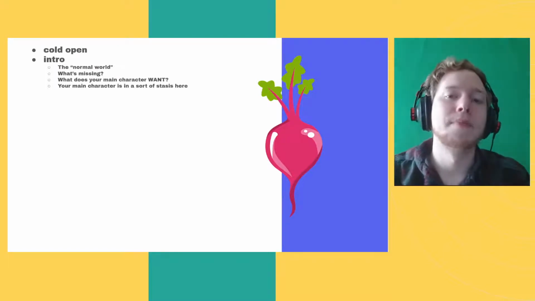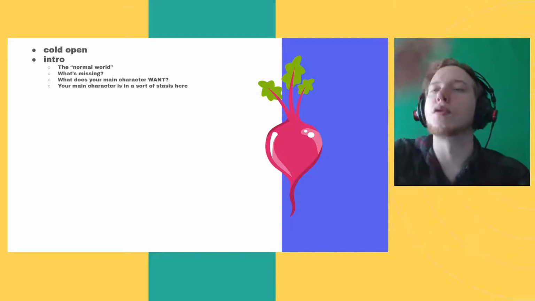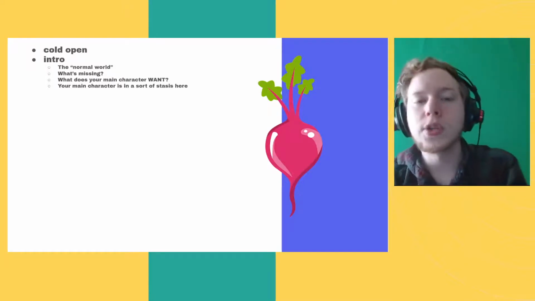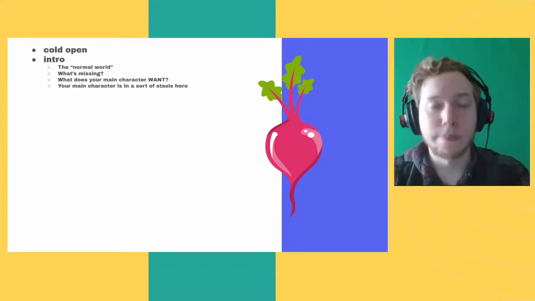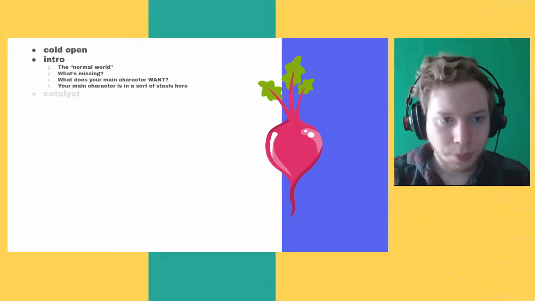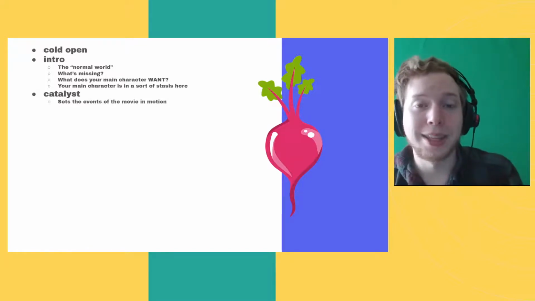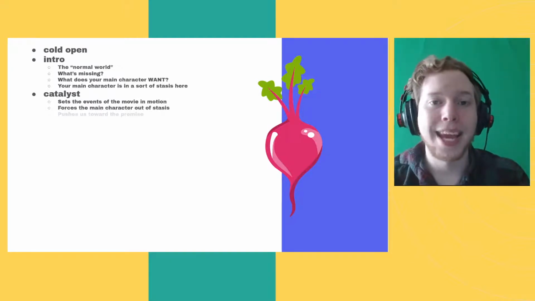So don't worry too much about the overall journey of the character for now. We mostly want to focus on their journey within the pilot, which should be a smaller change than it would be in a movie for the most part. There are exceptions to that. The catalyst is the thing that sets the events of the show or movie in motion, forcing the main character out of their stasis.